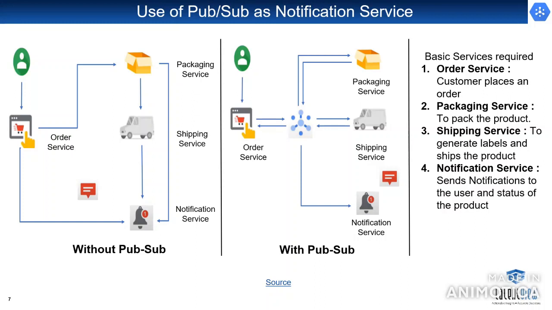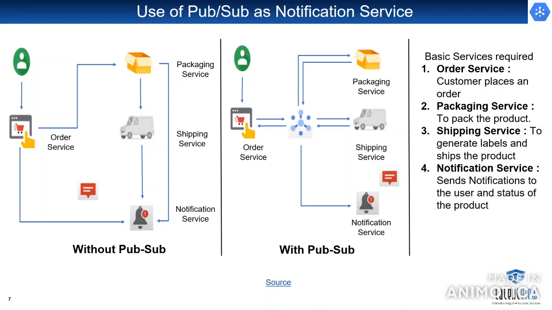So by introducing PubSub to this application, how we solve our problem is each service is made simple. Say, for example, the packaging service just emits a message to the PubSub and receives messages from PubSub. So it need not worry about from where it got the message or to whom it is sending the message. So the services become independent, and we can scale the services independently, and it also reduces the dependencies.